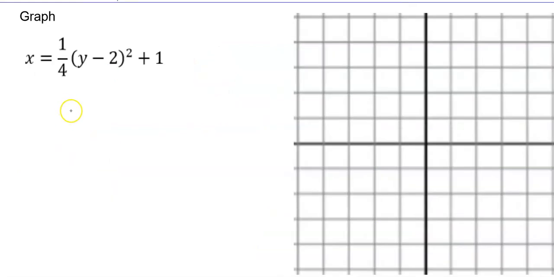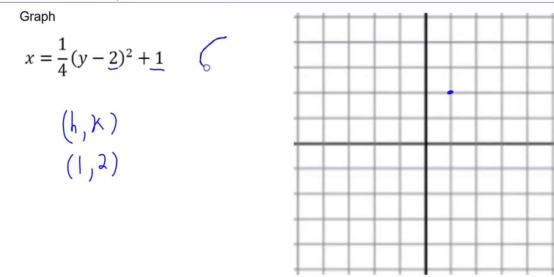So h and k is the tough part here. Sometimes I get confused. So the h is actually this guy right here. So it's 1 according to the formula. And then y minus k, so k is a positive 2. So 1 comma 2 is my vertex.